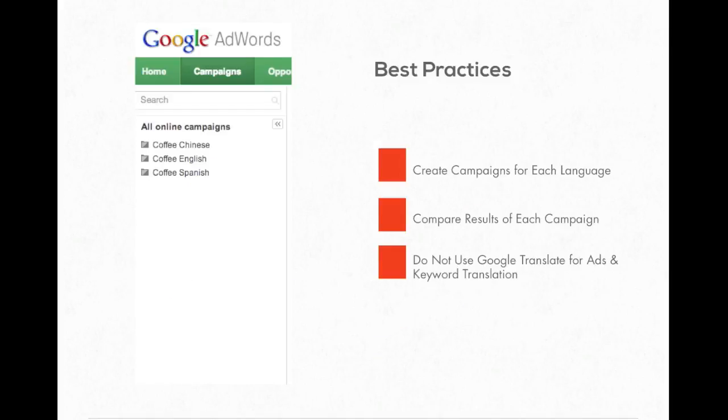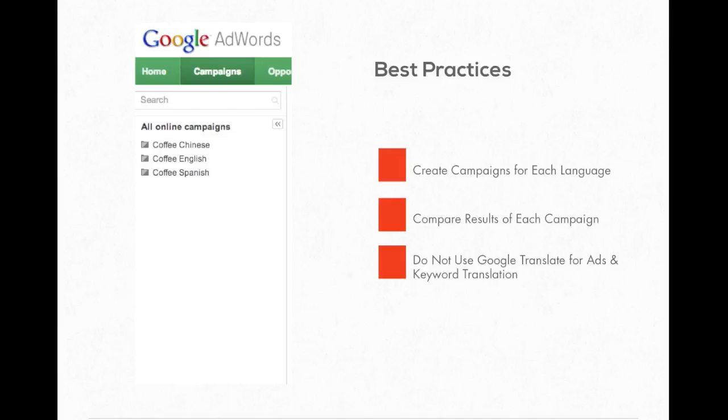Now, best practices for using language targeting. Create a campaign for each language. This can cause a ton of confusion and a really badly performing ad if you use multiple languages within an ad group. So once you create a different campaign, you're going to want to compare the results of each campaign. Maybe your coffee campaign that's in the Chinese language is performing 10 to 15% better than your English campaign. Then you can allocate more marketing funds or more advertising dollars to that campaign to get more bang for your buck, or get a higher ROI for what you're doing on Google AdWords.